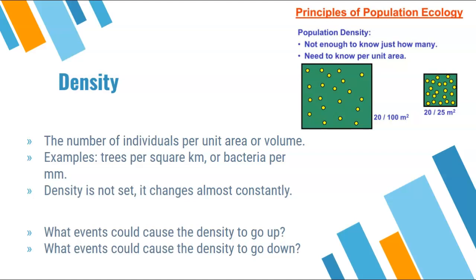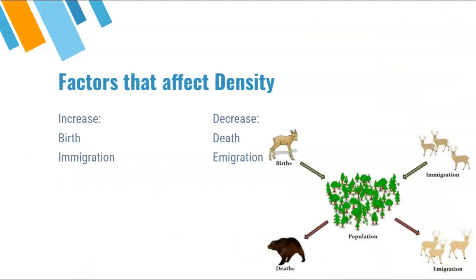Got your ideas? Let me show you some that I've come up with. Things that can increase density would be birth, babies being born are going to make our numbers go up, and immigration, aka people or animals moving into the area, right? And then things that would decrease would be death and emigration, which is people or things leaving, right? So birth and immigration would add in, and deaths and emigration would take out.